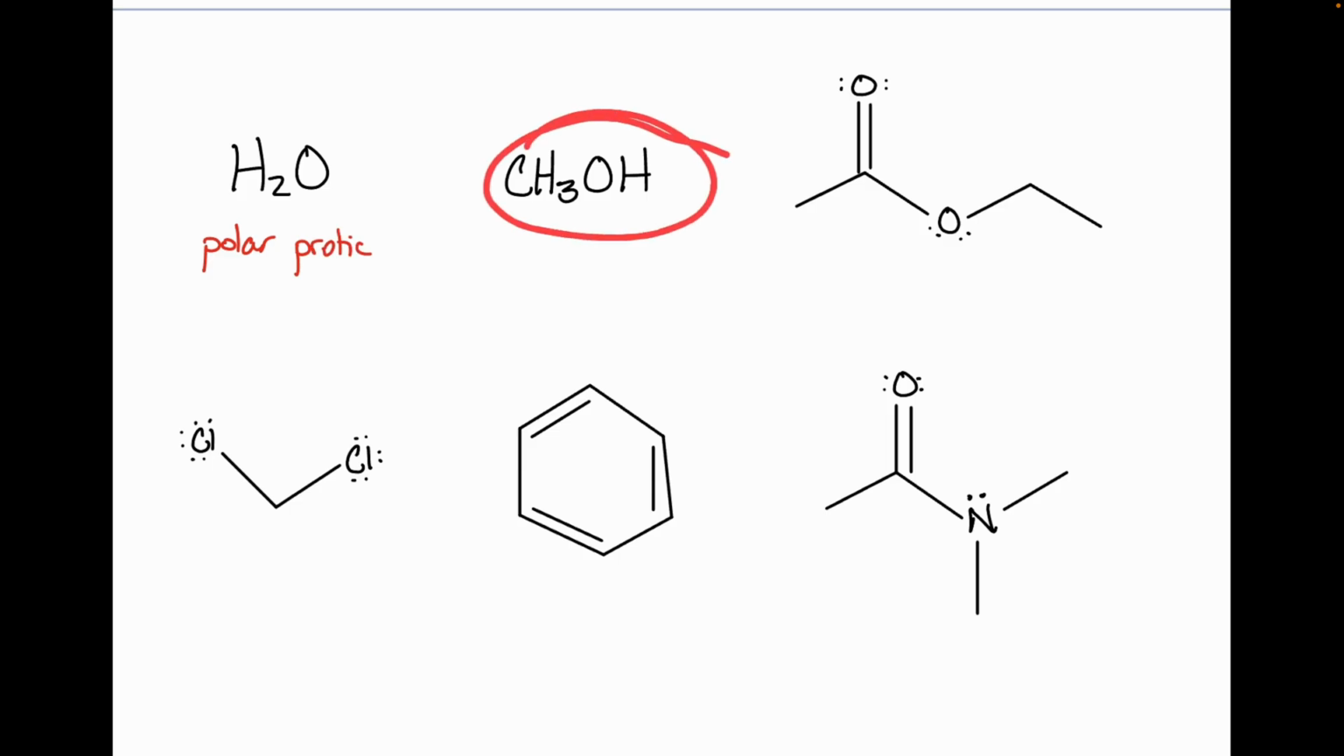What about this thing here? What is this molecule? Methanol. You also see this written MeOH, a methyl group and an alcohol. First of all, alcohols are polar. Can they hydrogen bond? Yes, so this is also a polar protic solvent.